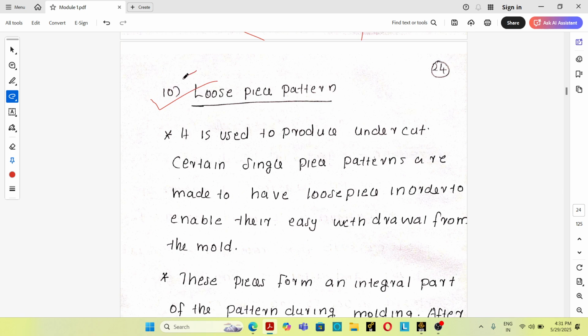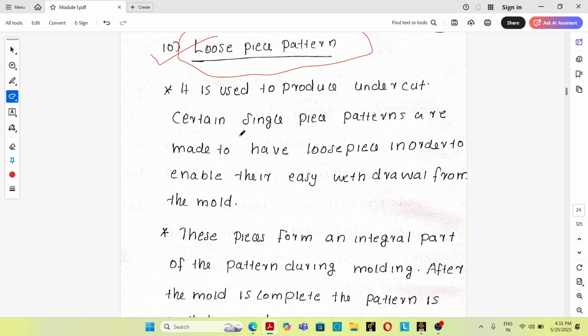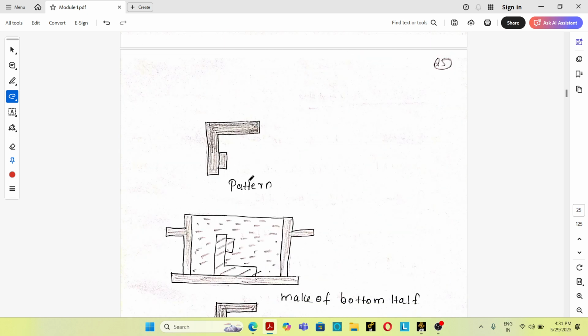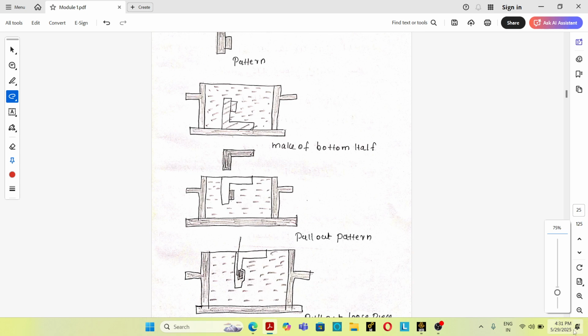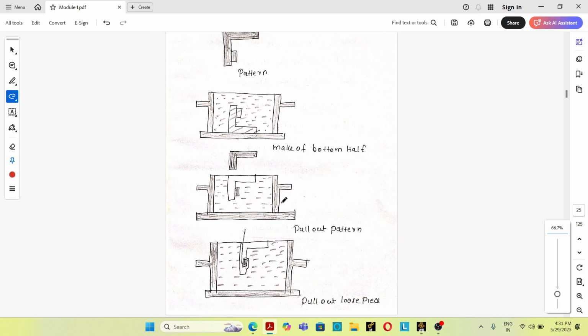And the last one is the loose piece pattern. Okay, loose piece pattern. See, this is the figure of loose piece pattern. It's a very important pattern, loose piece pattern. Okay. See, by watching this figure, what's the purpose of the loose piece pattern?